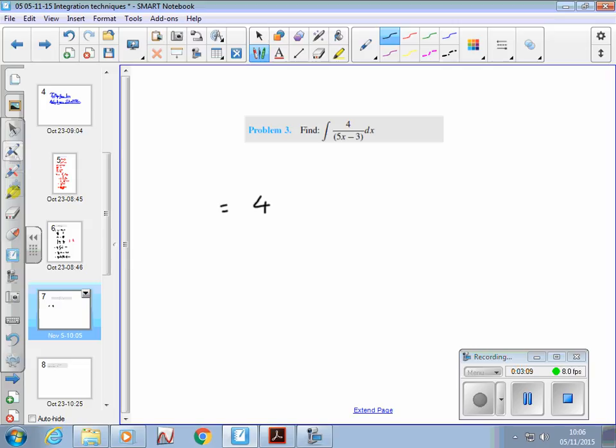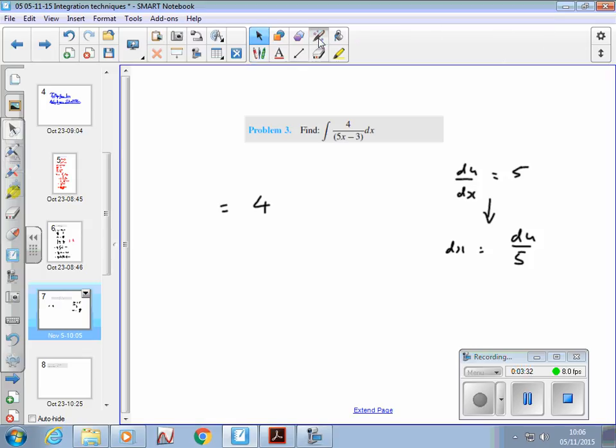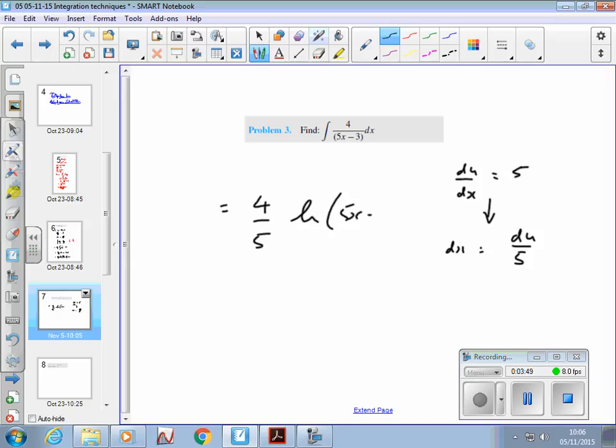I'm going to replace u with 5x minus 3, and then I know I'm going to be differentiating that. So du by dx is going to be, and I can do that in my head, just 5. So I know that dx is going to be replaced with du over 5, so that 5 is going to go underneath. Just by looking at it, I'll bring that 4 outside the integral and the 5 outside the integral underneath. And then I know I'm left with the integral of 1 over u, which is always log u. So it's going to be log of 5x minus 3, plus c.